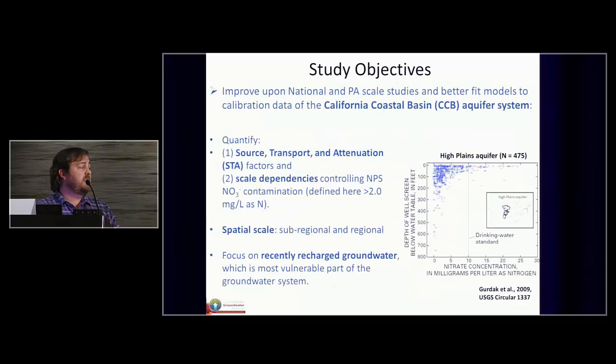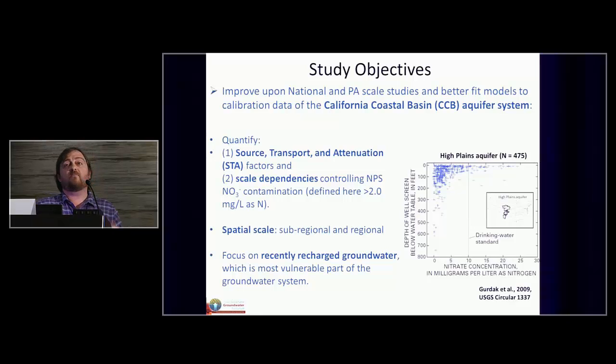So really the objectives here: we're using a similar approach to what we did in the previous national scale effort to understand the source, transport, and attenuation factors, but really to evaluate how these factors are dependent on scale. And I'm going to talk about that in a second.